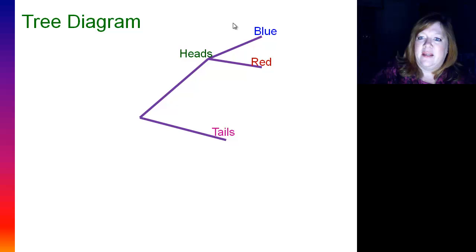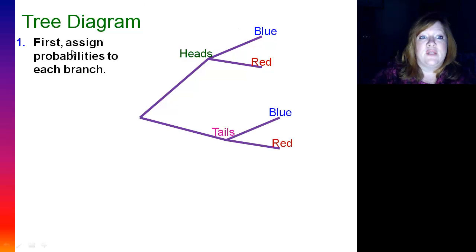And in this particular box, the first thing we've got to do is assign probabilities to each branch.